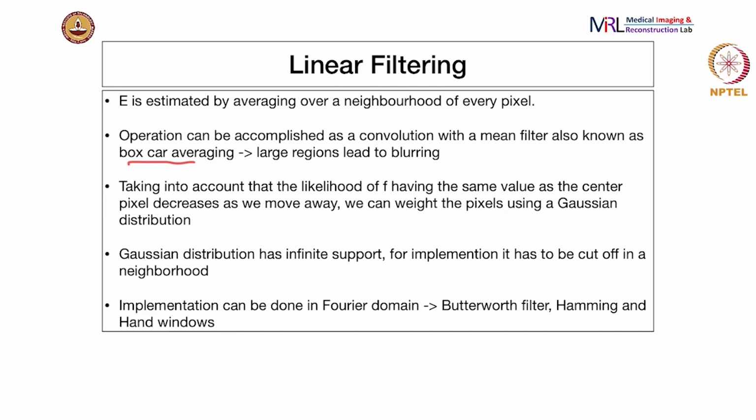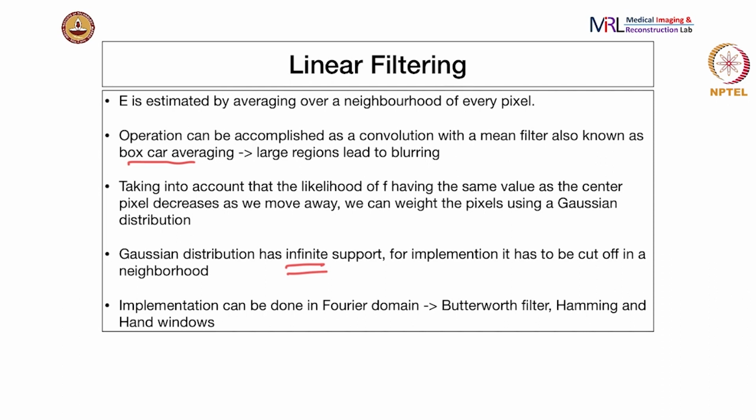But Gaussian distributions have infinite support, in the sense that the continuous Gaussian distribution is defined for all values of the input x. So for implementation purposes, we have to cut it off in the neighborhood. Implementation of all of these linear filters can be done in the Fourier domain. You take the Fourier transform of the image and the Fourier transform of your filter function, which for Boxcar averaging is just a bunch of ones with a normalizing factor, or a Gaussian weighting function, whose Fourier transform is also a Gaussian.